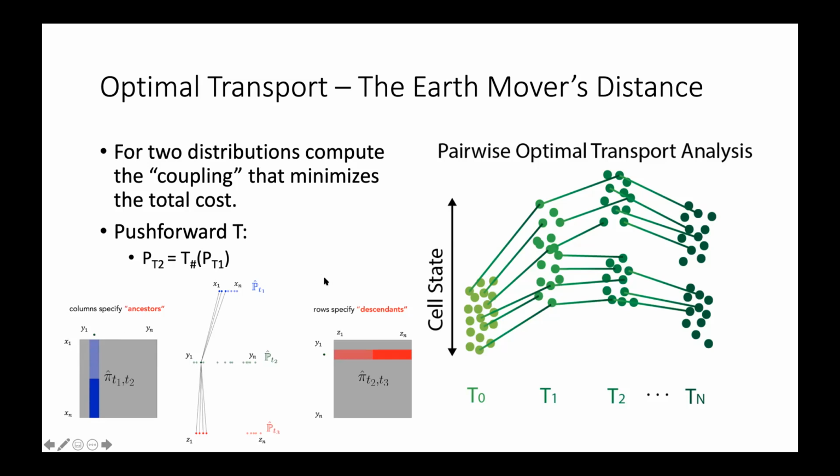And so, right, one of the things you can think about this as the couplings. So, where does this cell go in the next time point? So over time, we could look at the pairwise optimal transport. This cell goes to here, then it goes to here, then it goes to there. And this is one way of looking at it.